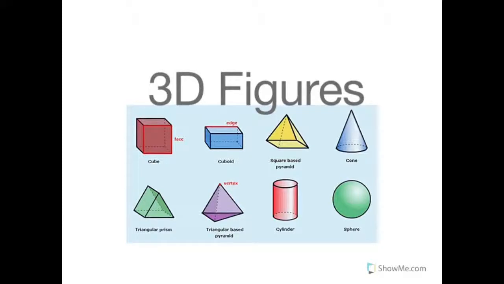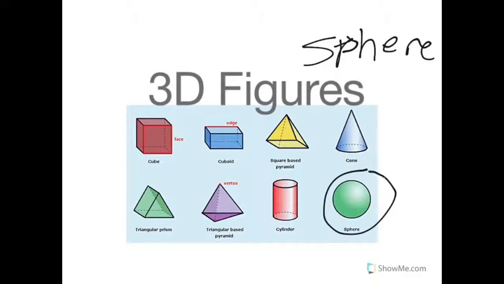A sphere, okay, has no base and one curved surface. All points on the surface are the same distance from a point at the center of the sphere. So basically, think of a sphere like a ball. Like if you have a basketball or a globe, that's a sphere.